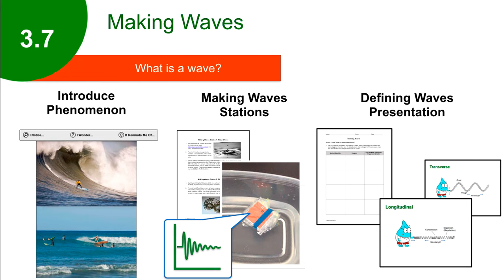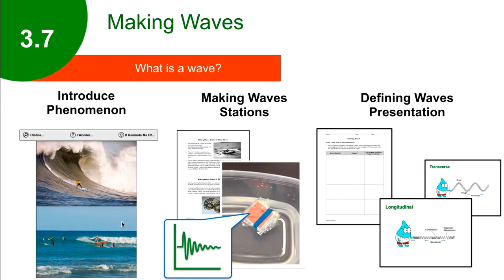In the next lesson, 3.7, we really dig into this question, what is a wave? We show them our phenomenon for the section of a surfer and two different ocean waves, a giant one and a smaller one. This gets them thinking about what might affect the energy in a wave.